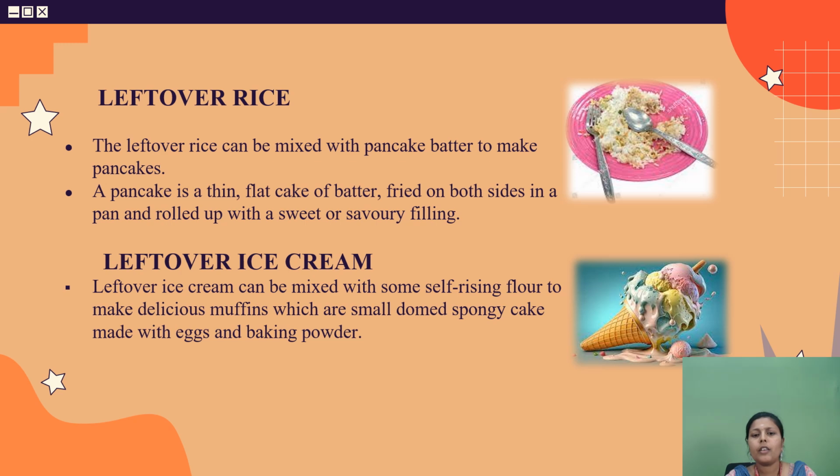Leftover rice. Leftover rice can be mixed with pancake batter to make pancakes. A pancake is a thin, flat cake of batter fried on both sides in a pan and rolled up with a sweet or savory filling. Leftover ice cream. Leftover ice cream can be mixed with some self-rising flour to make delicious muffins, which are small domed spongy cakes made with egg and baking powder.